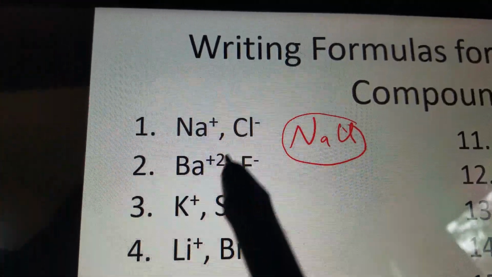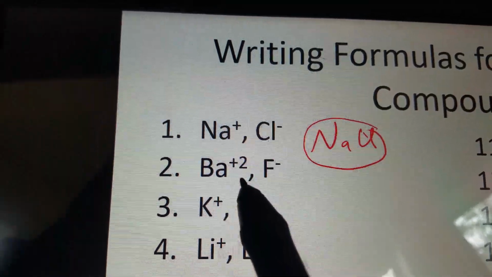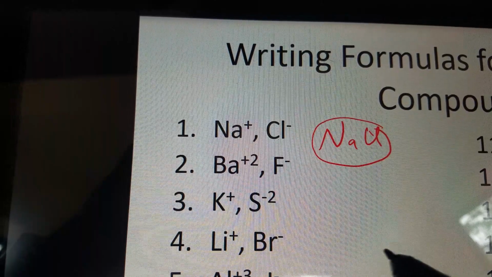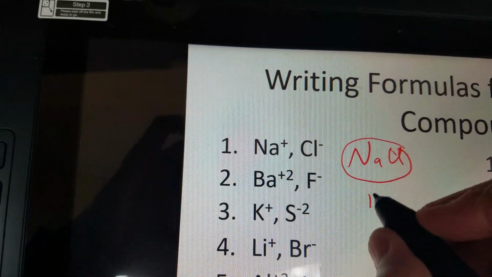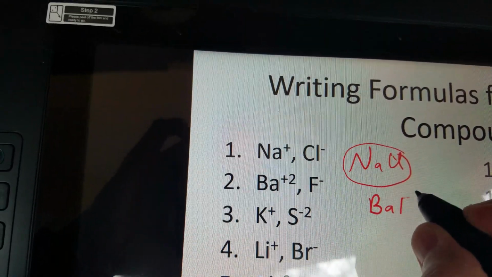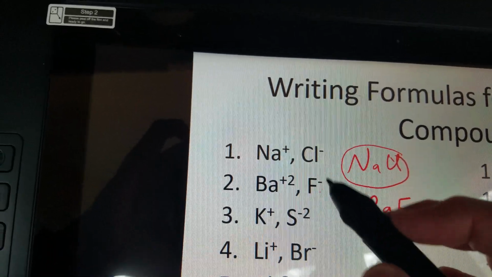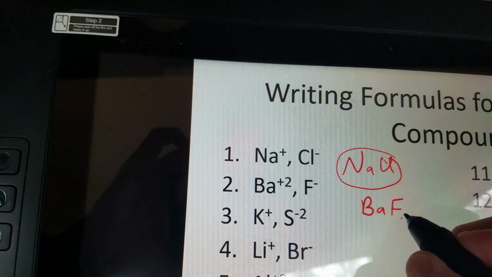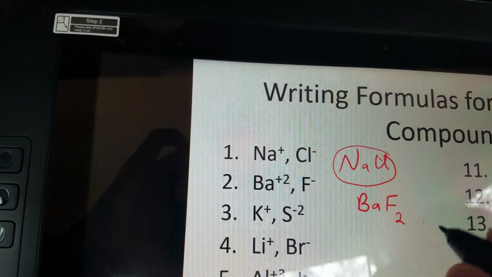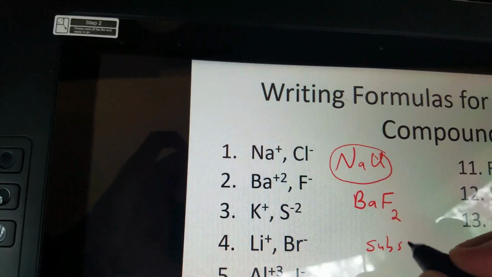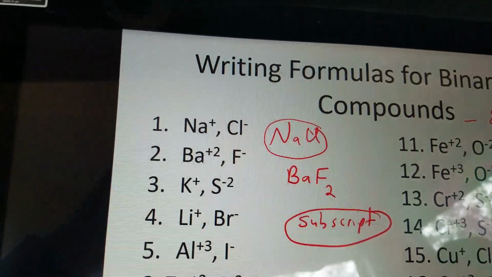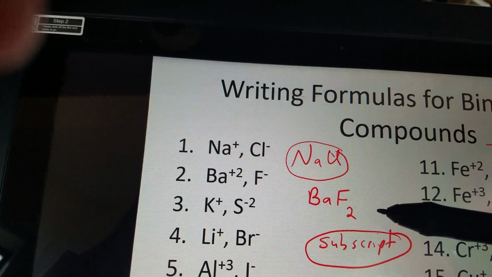Now if I look at this next one, I have barium that has a +2 charge with fluorine that has a -1 charge. So in this particular case, I'm actually going to need 2 of the fluorines, or 2 -1 charges, to balance off my +2 charge. To make it have 2, we put a little number down here. This is referred to as a subscript, and it indicates the quantity of each element that you have in this compound.